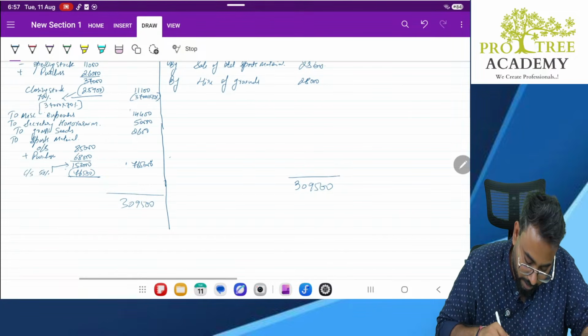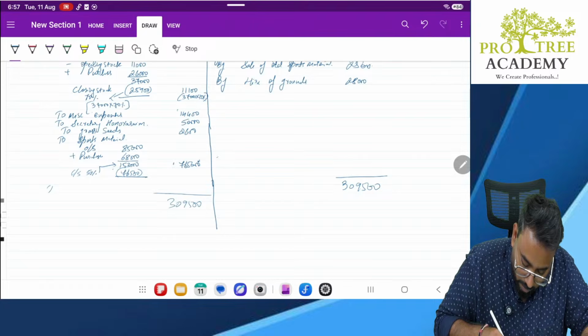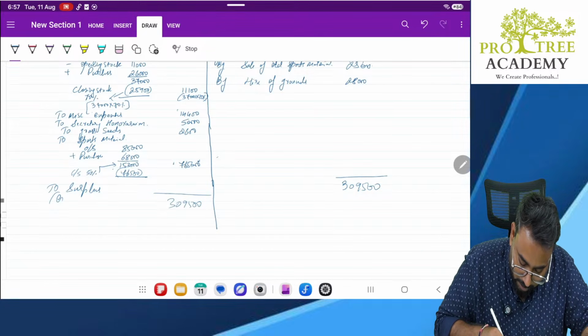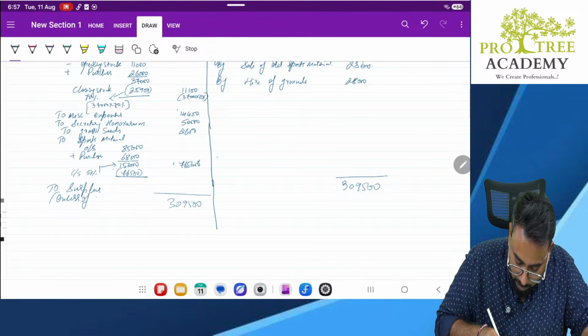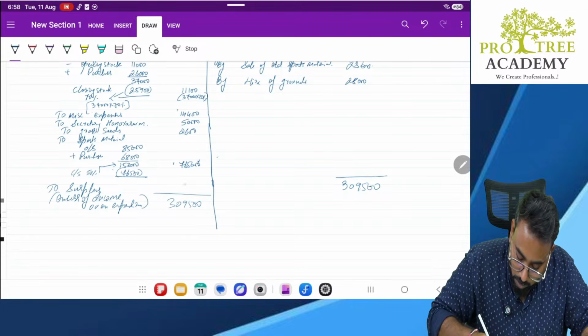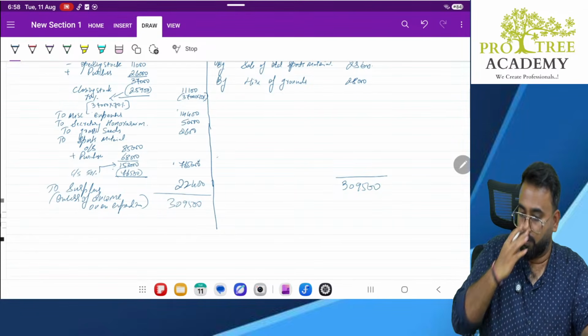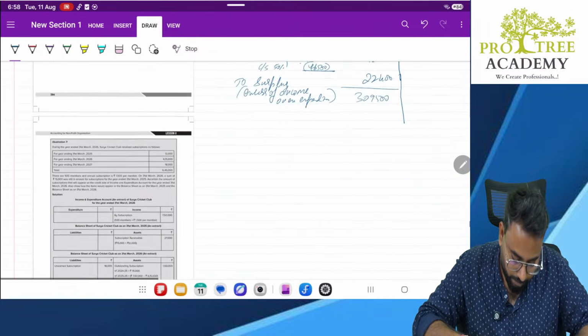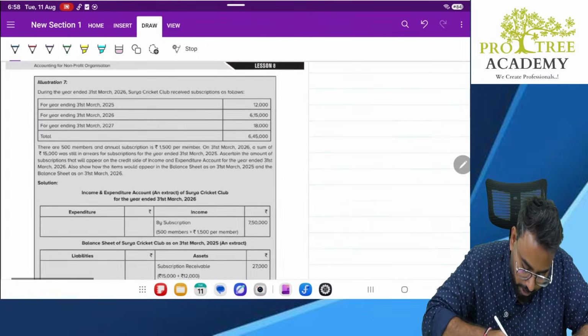Then the difference is surplus. In bracket write down excess of income over expenditure. How much? 22,400. Okay. Yes. Last question, illustration number 7.